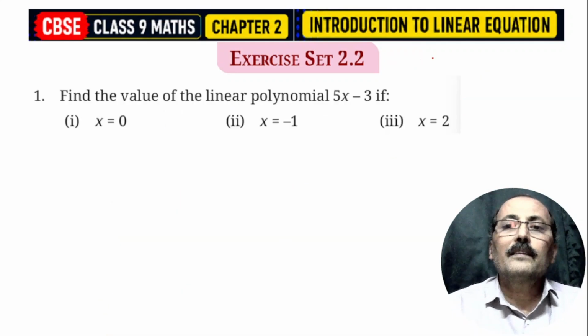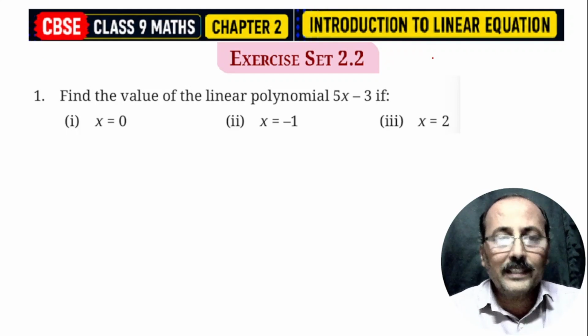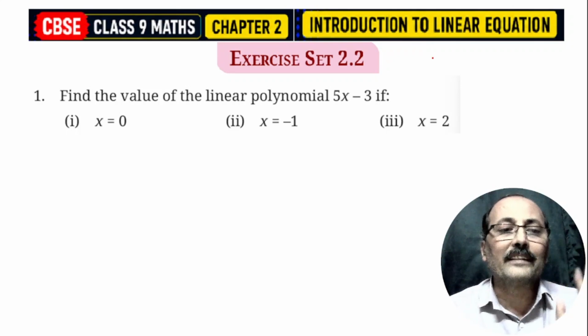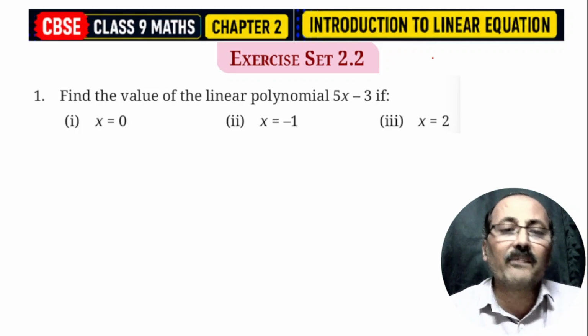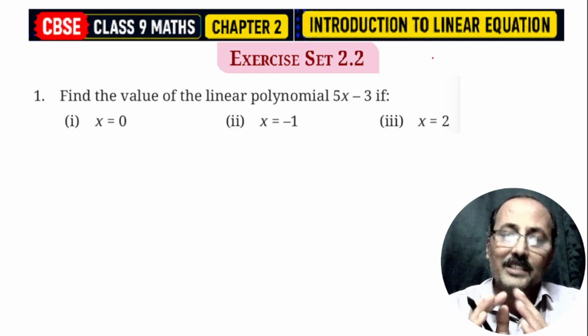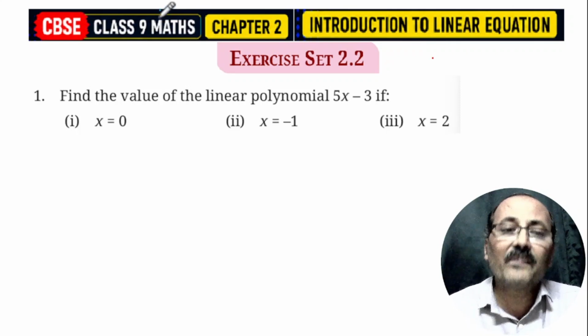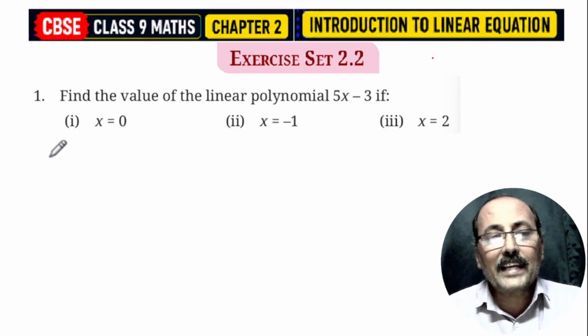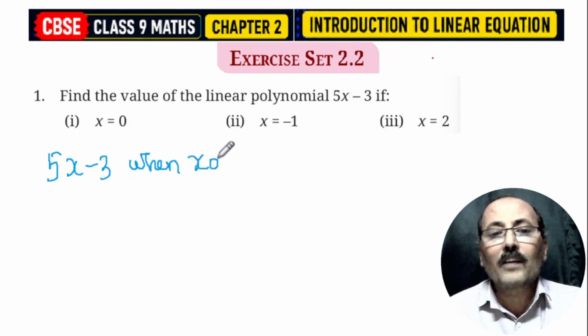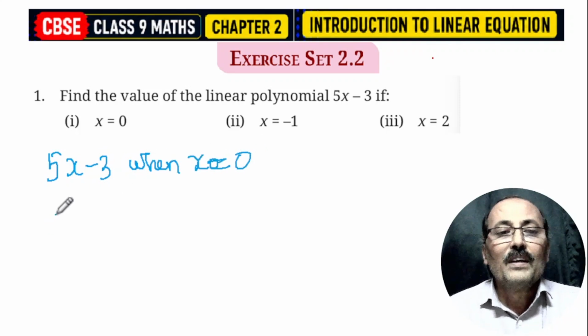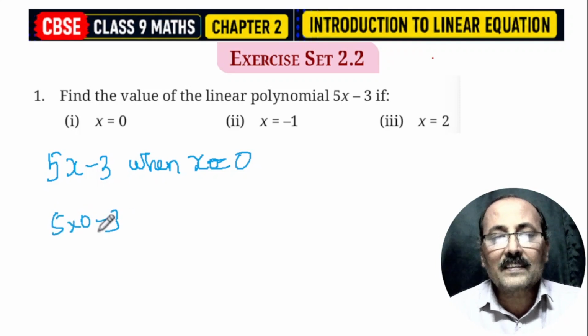To begin with, they are giving equations like this. To begin the exercise, the first question they are giving is: find the value of the linear polynomial 5x minus 3 if x equals something. So they gave a linear polynomial, that means degree 1, power 1. So if x equal to 0, 5x minus 3 is the question. When x equal to 0, what will happen? 5 into 0 minus 3, this becomes 0, the value is minus 3.